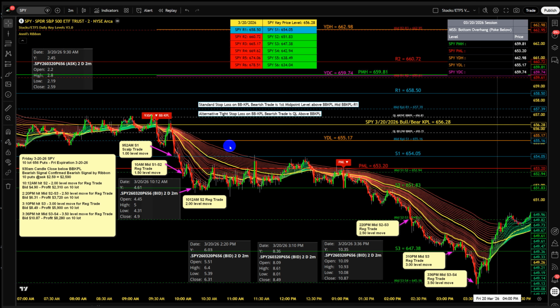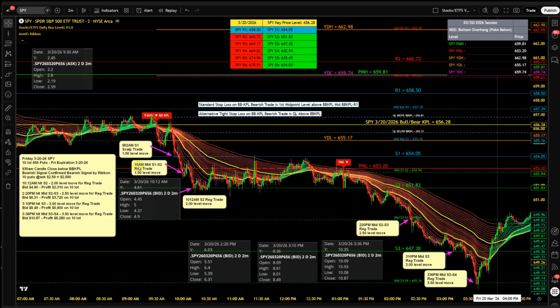For regular trades, there are two minimum thresholds. One is a 1.5 level move threshold in your favor. That is going to be the minimum required threshold for a regular trade. And then the 2 level move in your favor is considered the ideal minimum move threshold on a regular trade.